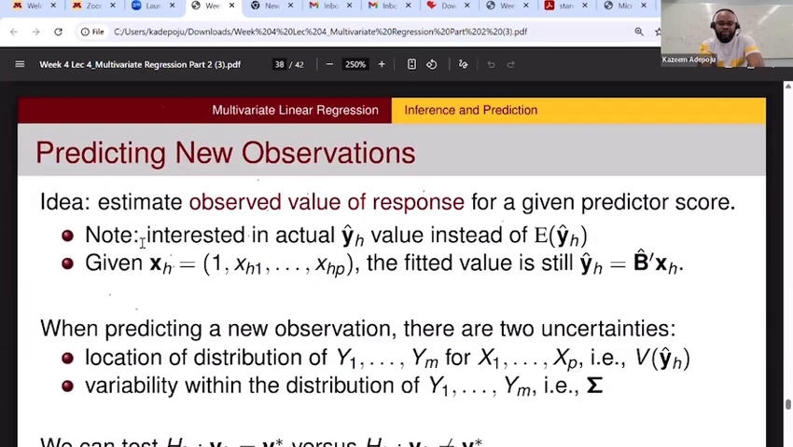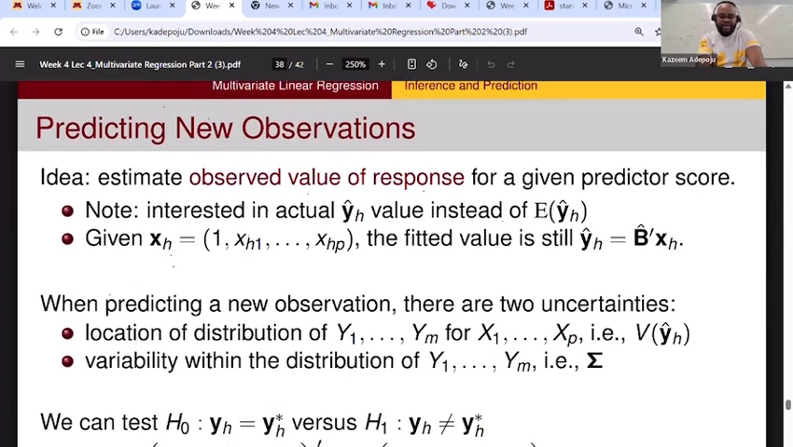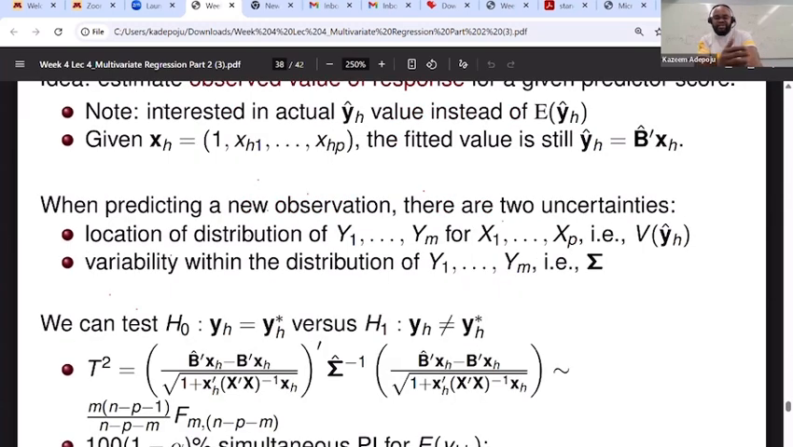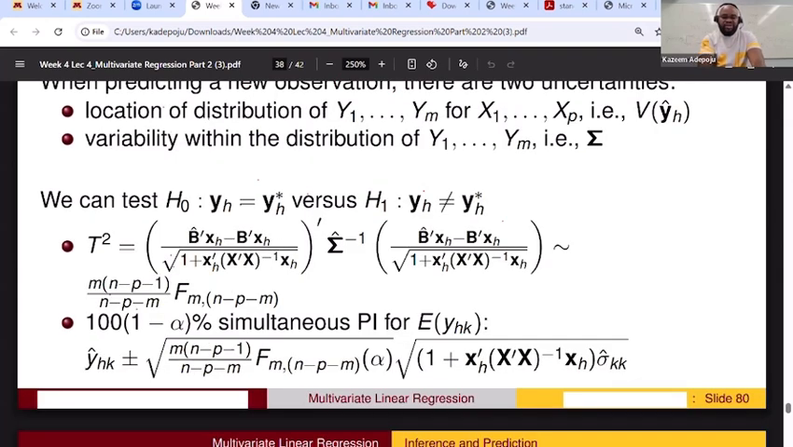Now, what about predicting a new observation? If I want to estimate the observed value of a response for a given predictor, we're still going to have the same, except that the variance or the standard error is not going to be the same. I can test hypotheses about it, and for testing hypotheses about it, I'm going to make use of the t-squared. Then I'll compare with this.